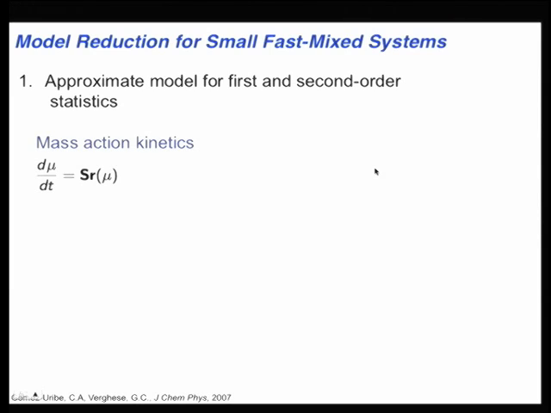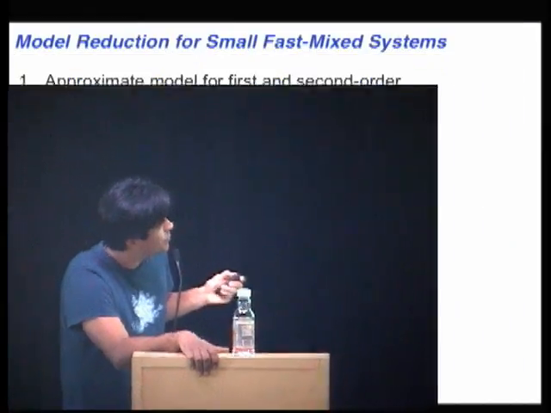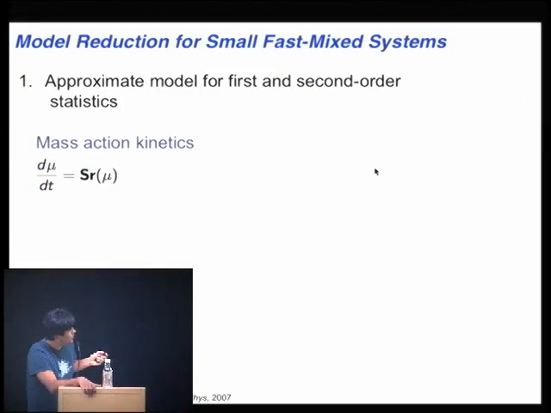So the standard simple model looks like this. You have a state vector of concentrations. So if you have n species in your system, you have n entries in this vector mu. And the derivatives of these concentrations are a function of a matrix S, the stoichiometry matrix, which tells you how much each species changes with each type of reaction that can occur in the system. And then you have a vector of reaction rates, whose entries are nonlinear functions of the state variables. So that's the simple model.